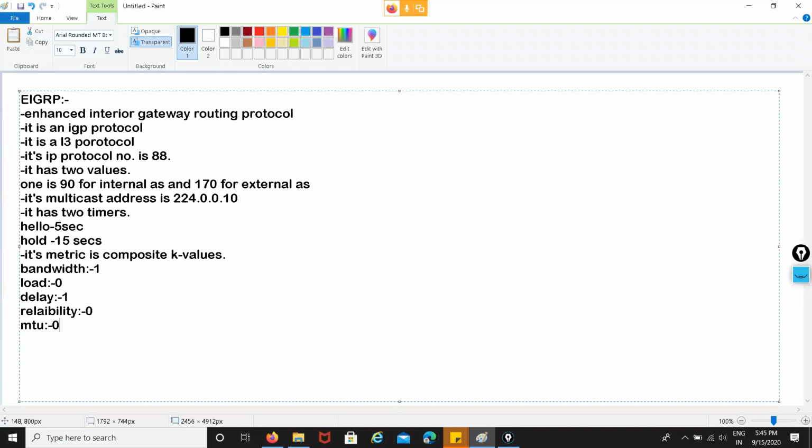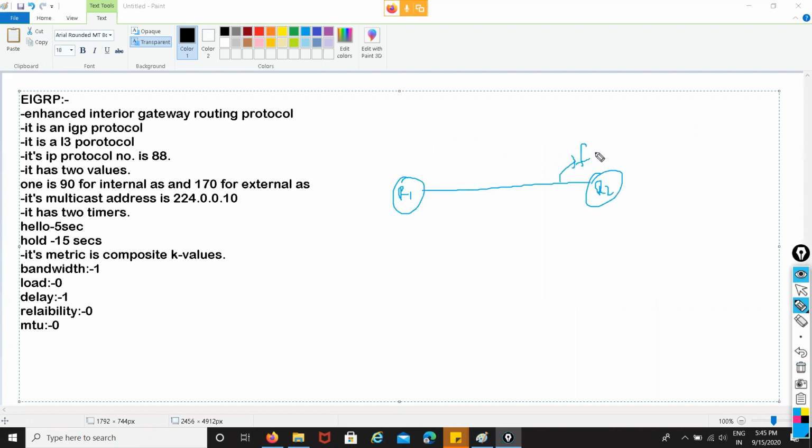So what is load? Sorry, what is bandwidth? Bandwidth means the capability of the link. If you see, here is the device router and the second one is R2. If I connect them with a cable, that specific cable that I use to connect both the devices is Fast Ethernet type.